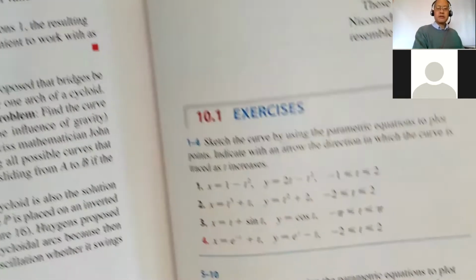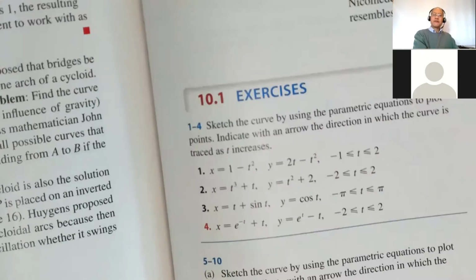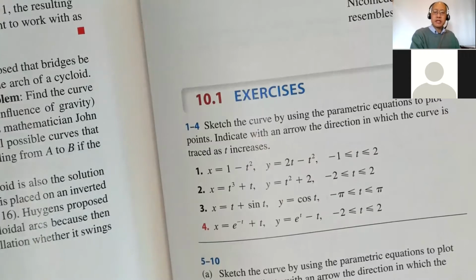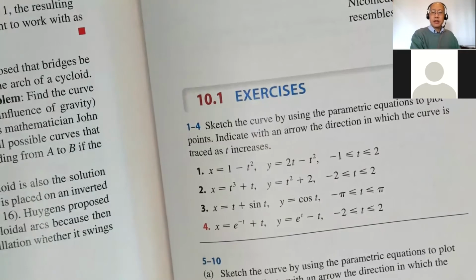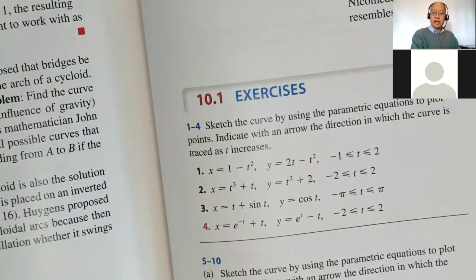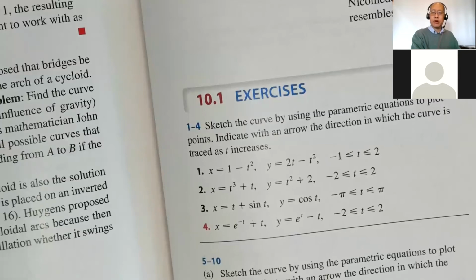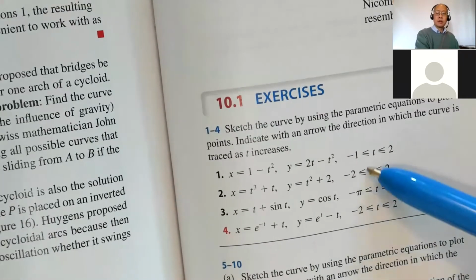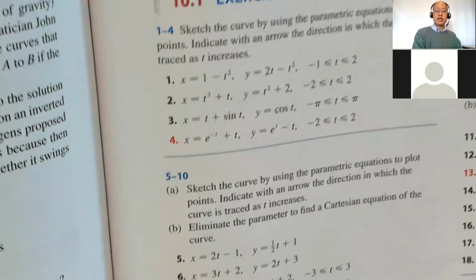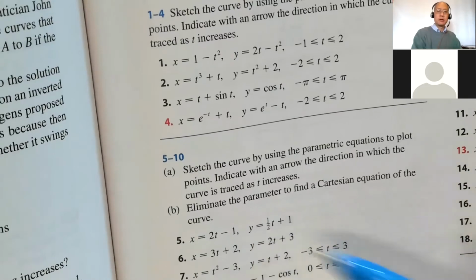All right, so you notice for these problems, they give you x as a function of t, y as a function of t, and it looks like 1 and 3 tell you t goes from whatever to whatever. Sometimes they don't tell you, in which case you can make up your own and go from there, okay? All right, so let me go ahead and start showing you some of these problems.